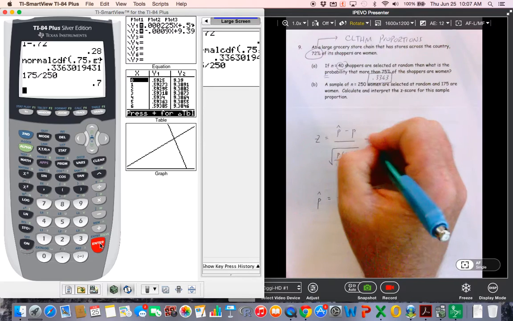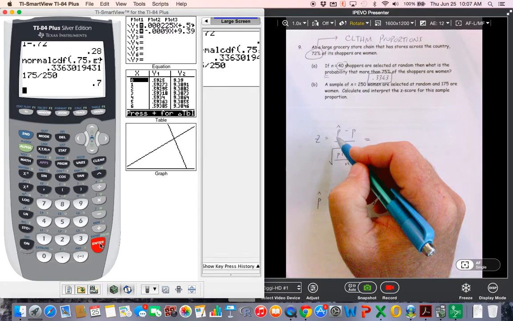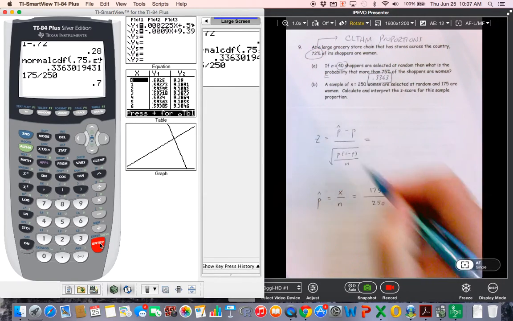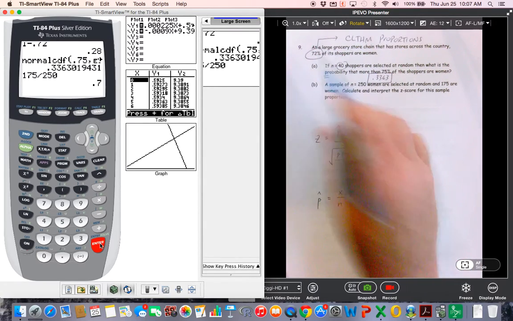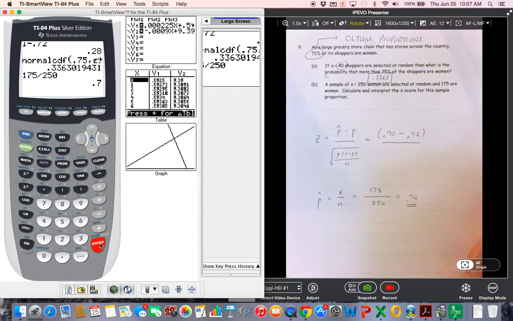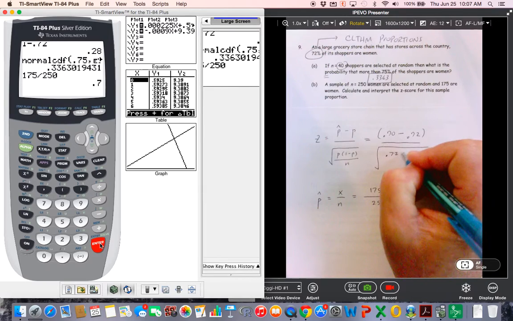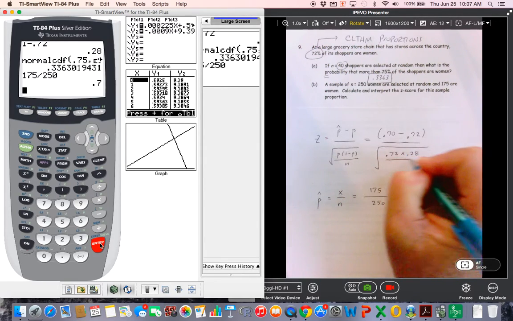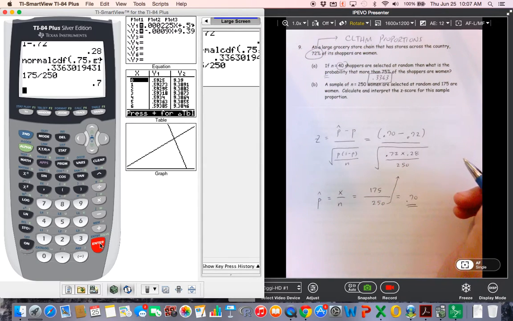So gang, I know when I work this problem that my p hat comes from my sample of 250 women. p hat goes with your sample, p goes with your population. Your p hat is 0.70. P doesn't change, it's given to you in the problem. Guys, again, order of operations, make sure that's in parentheses. And the bottom doesn't change either. The only thing that will change here is our sample size, which is what? 250.